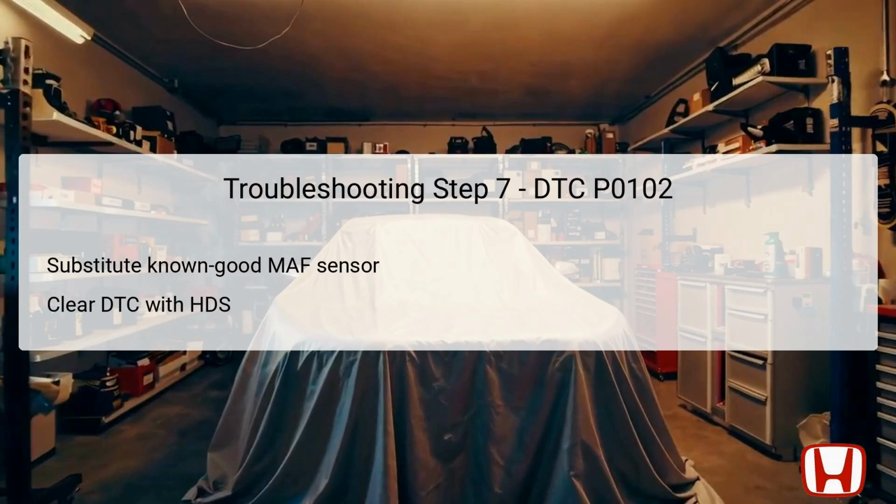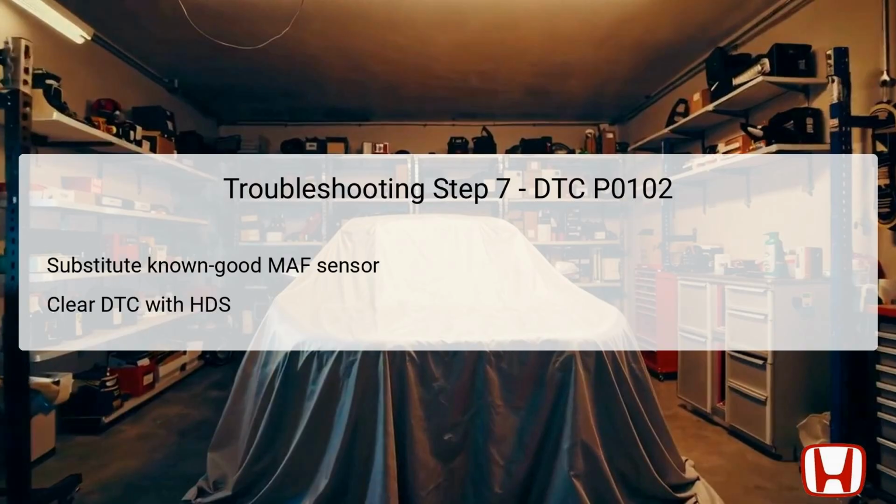In the final troubleshooting step, the approach involves directly examining the MAF sensor IAT sensor's actual performance. Start by substituting with a known good MAF sensor IAT sensor to rule out the possibility of sensor failure. Reconnect all connectors before turning the ignition switch to the on position, 2. The next action is to clear the DTC from the system using the HDS.